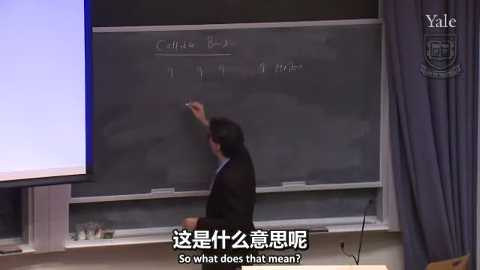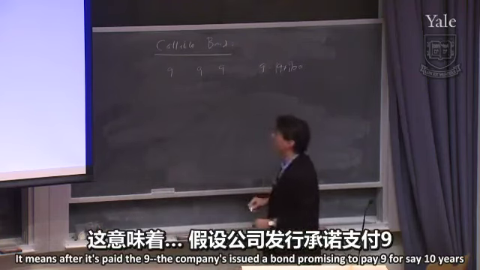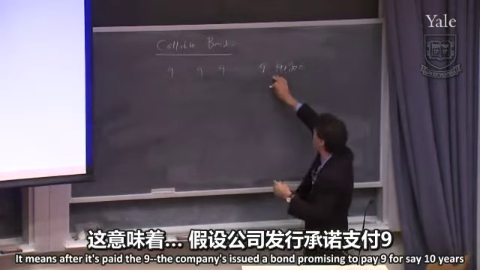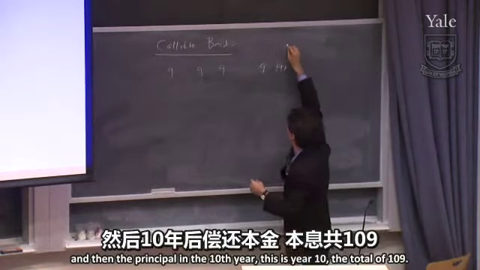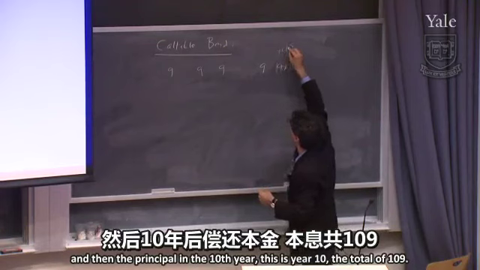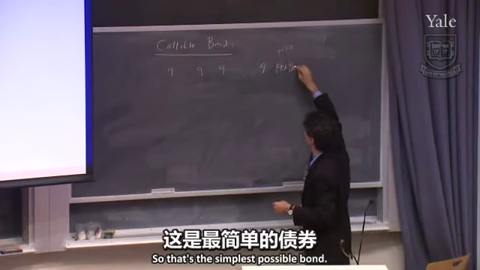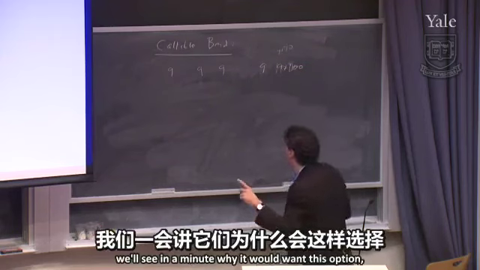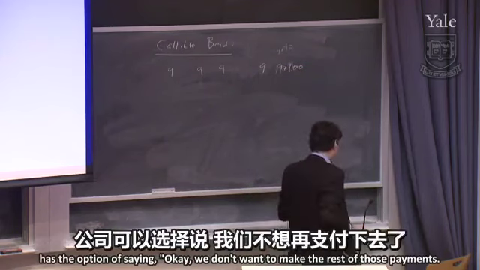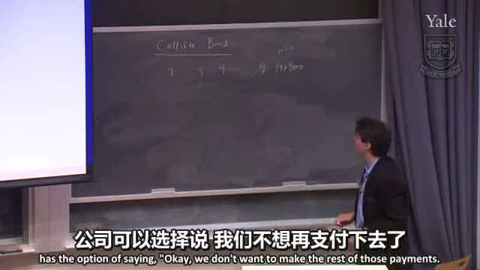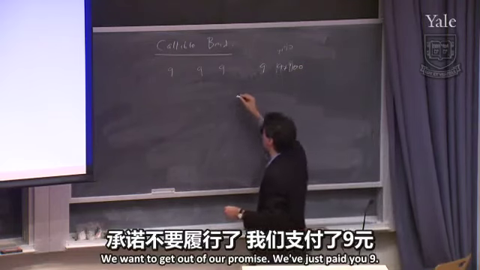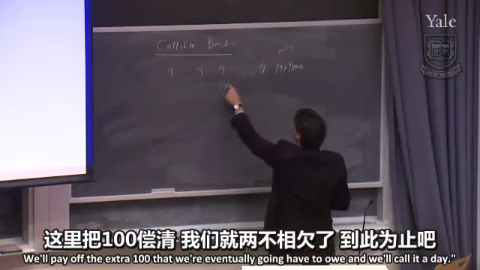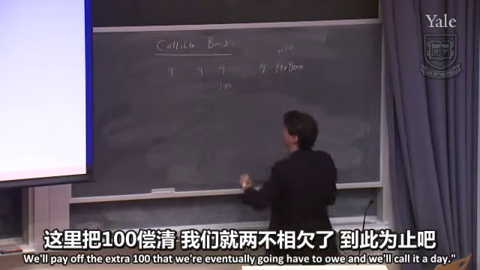So what does that mean? It means after it's paid the 9, so the company's issued a bond promising to pay 9 for, say, 10 years, and then the principal in the 10th year, this is year 10, the total of 109. So that's the simplest possible bond. And the company occasionally has the option, we'll see in a minute why it would want this option, of saying, okay, we don't want to make the rest of those payments. We want to get out of our promise. We've just paid you 9. We'll pay off the extra 100 that we're eventually going to have to owe, and we'll call it a day.